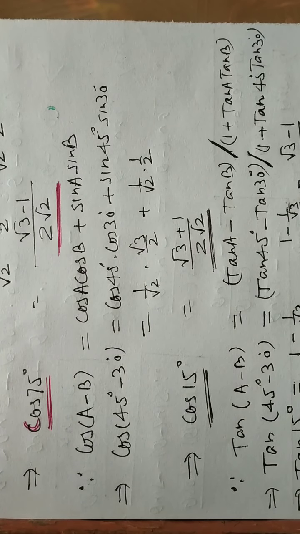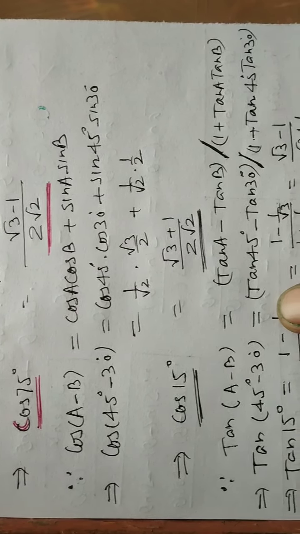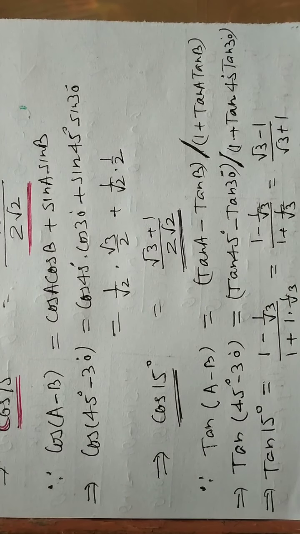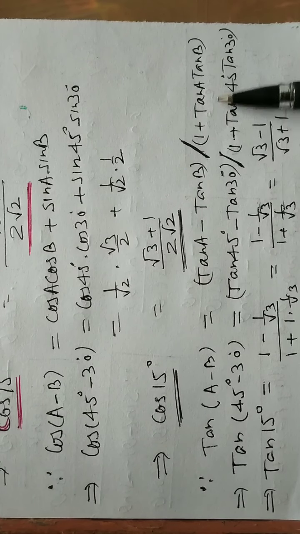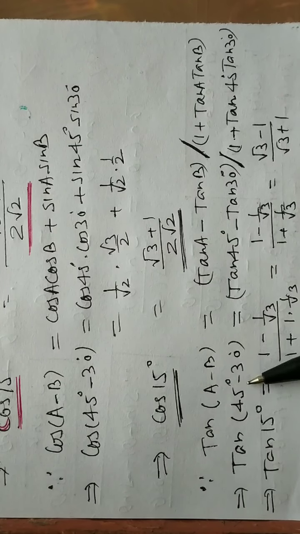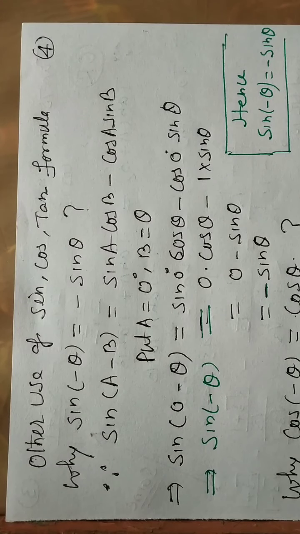So the formulas you have seen in class 10 are being used in class 11. Now tan A minus B, direct formula: tan A minus B is tan A minus tan B by 1 plus tan A tan B. Put 45 and 30 and get tan 15 directly. This is the answer.